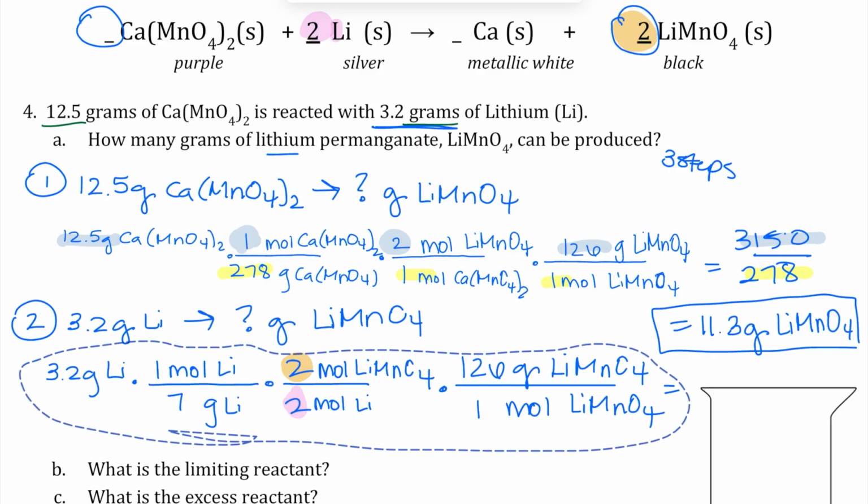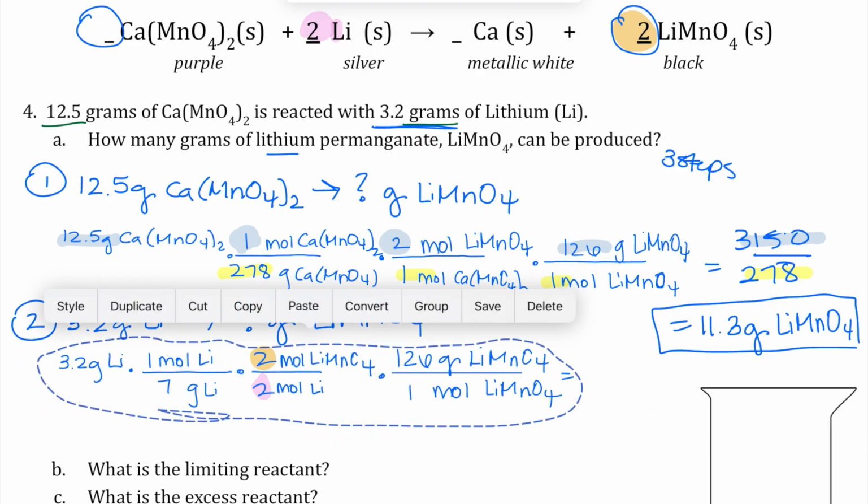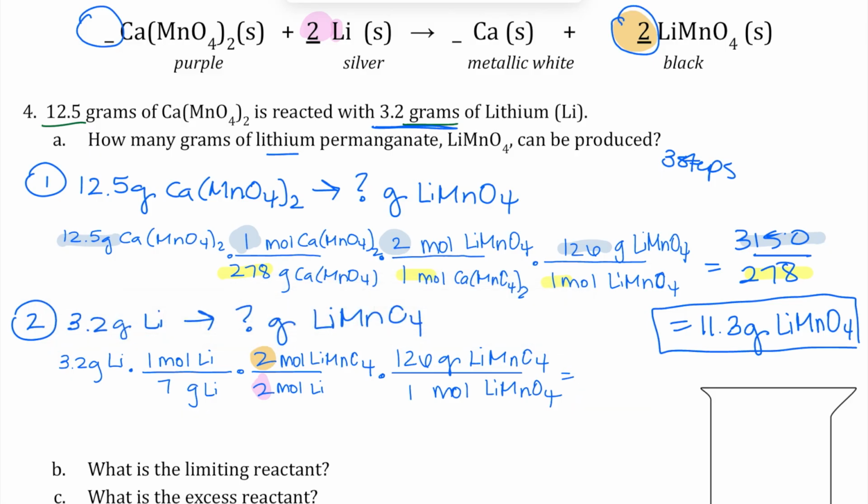So my calculations on that, when I go through, you should, as your final answer, get 57.6 grams of our lithium permanganate. So how many grams of lithium permanganate can be produced? Well, I have 2 answers. They both can't be right. So which of these actually answers that question?